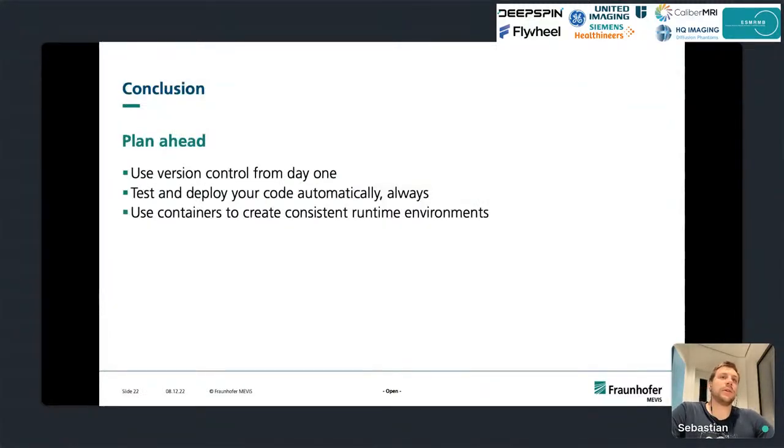That brings me to the conclusion. So you should always plan ahead like this. Using version control, you should always be doing that from day one on. It's very important to keep everything there, keep everything in check, and you can always build on top of it. So without version control, it would be very difficult to have this automatic testing and deploying.